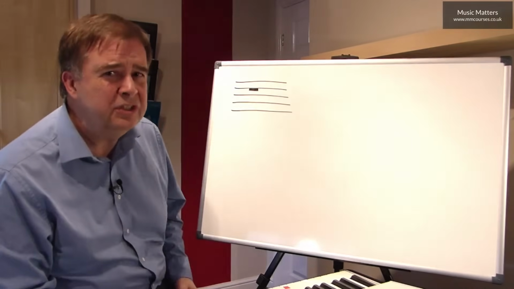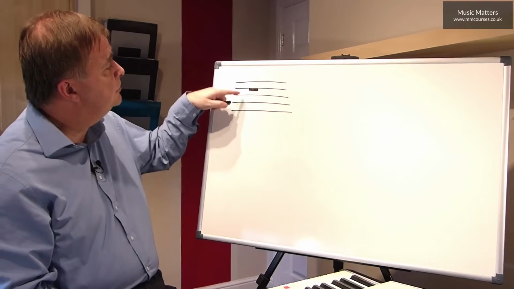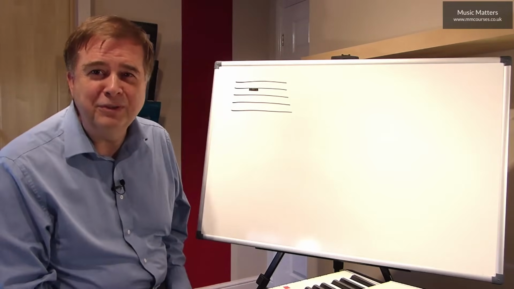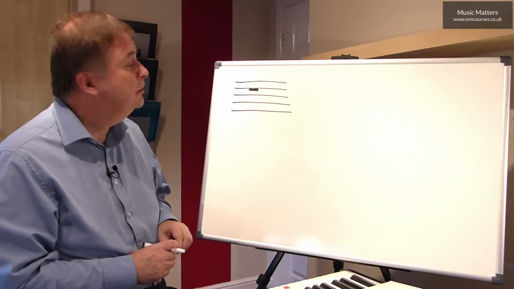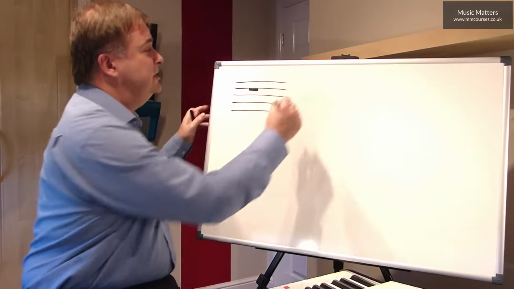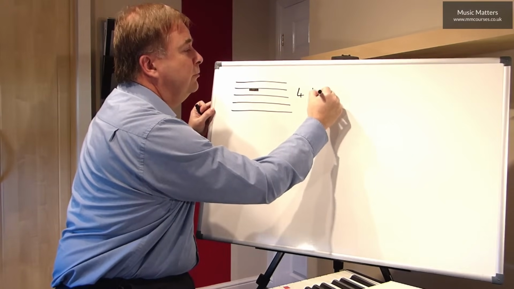Okay, I just used that word stave. I should explain what that means. Music is written on five lines. One, two, three, four, five. The five lines of music are called the stave. So the semibreve rest hangs down from the fourth line of the stave. So that rest is a semibreve rest worth four beats.